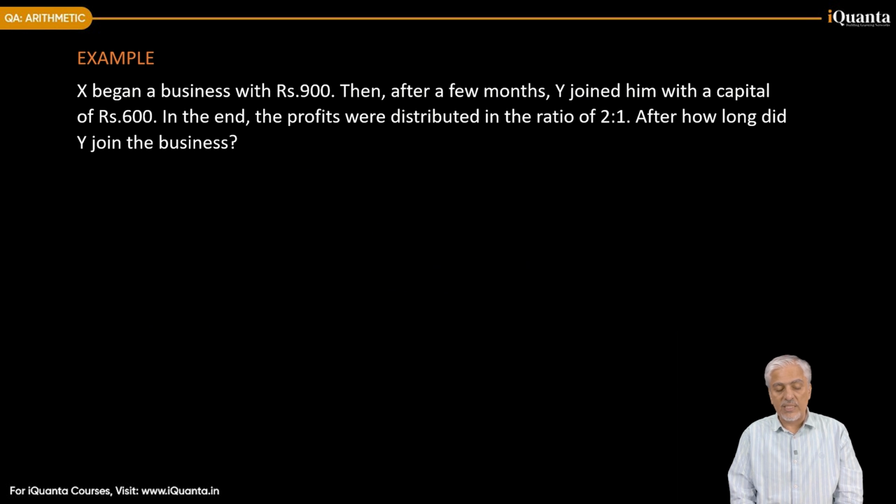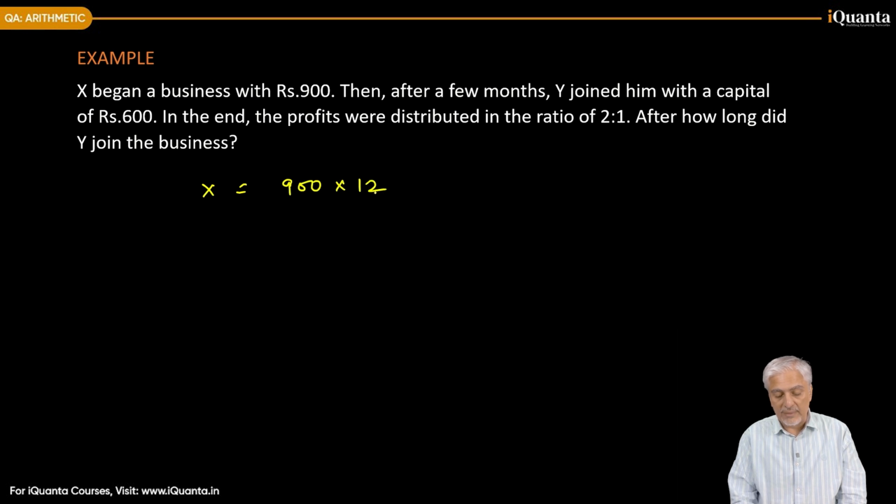X began a business with rupees 900. Then after a few months, Y joined him with a capital of rupees 600. In the end, the profit was distributed in the ratio of 2:1. After how long did Y join the business? So X with 900 was there for the whole year.